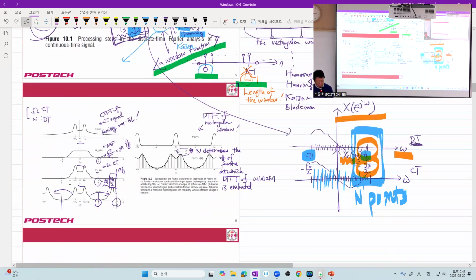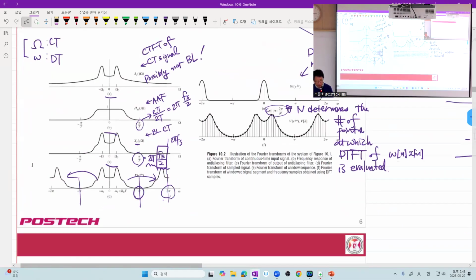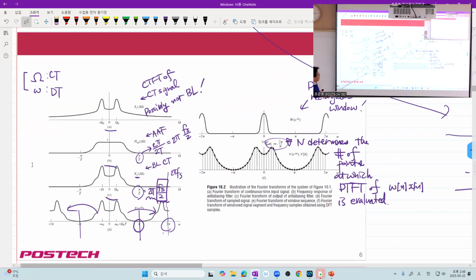Anyway, let me continue. So what do we do? Here we have the CT to DT conversion in the frequency domain. So we have the spectrum folding. And what happens? Suppose this is the DTFT of the window function viewed as a discrete-time signal. Then from our knowledge learned in signals and systems and in this course, what do we do? We circularly convolve this signal with that signal.